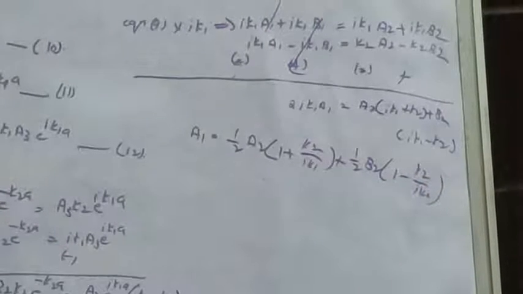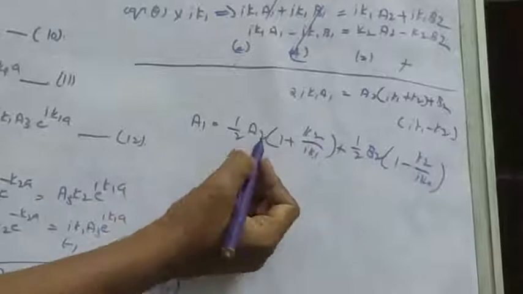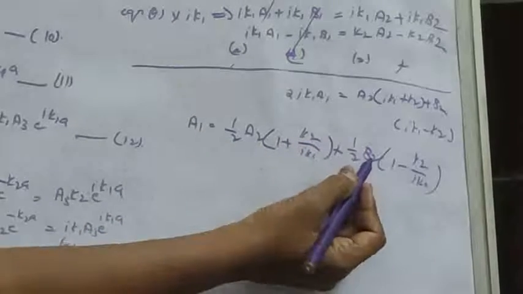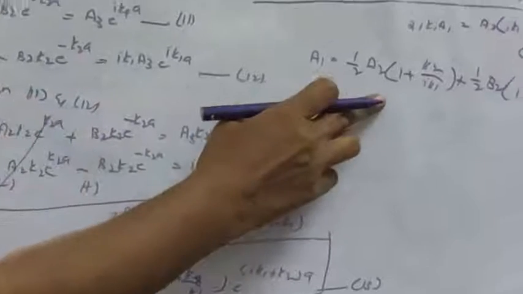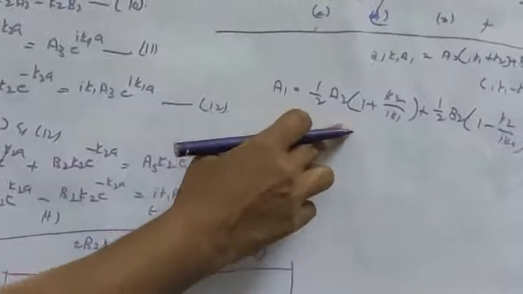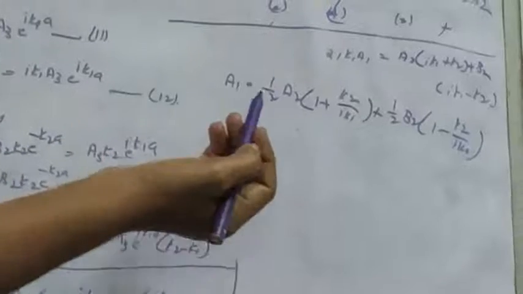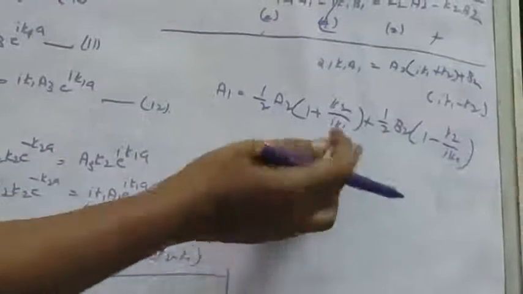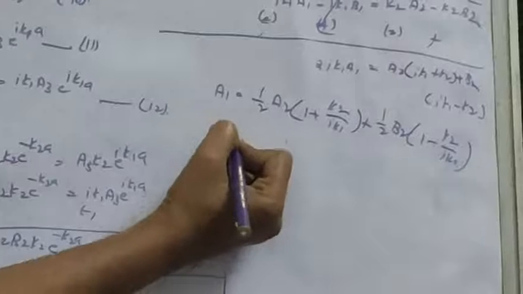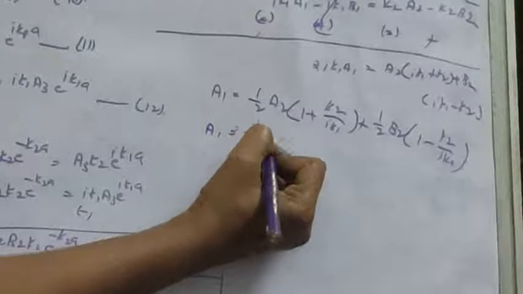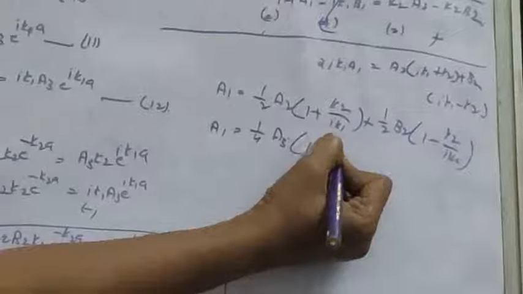Now substituting the values of A2 and B2 in the above equation. We already know the A2 value and B2 value. Just substitute the A2 value and B2 value in this equation. Then we are going to get A1 is equal to 1 by 4 A3 of 1 plus ik1 by k2.